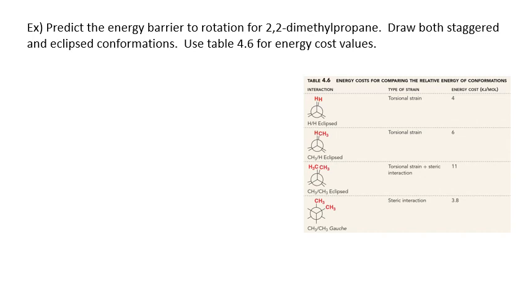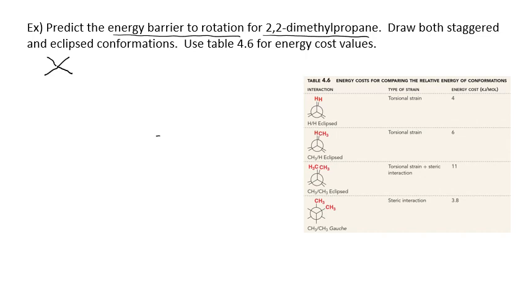So let's look at a typical problem that you might be asked to solve. I know there's something very similar to this on the exam. We want to predict the energy barrier to rotation for 2,2-dimethylpropane. We're going to draw both the staggered and eclipsing interactions, and we're going to use the table to calculate the energy cost. So let's first look at 2,2-dimethylpropane. So here's propane. At the 2 position, we've got 2 methyls. So that's your 2,2-dimethylpropane. Now, the nice thing about this problem is we can look at this from any bond axis and we will get the same answer every time.